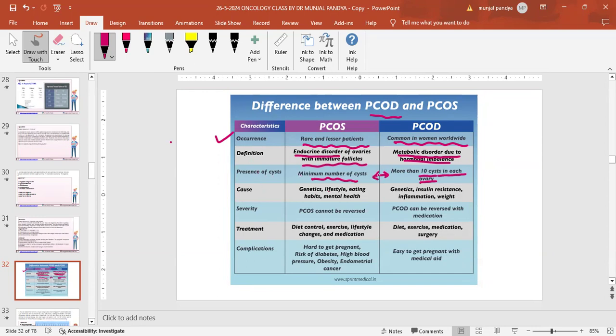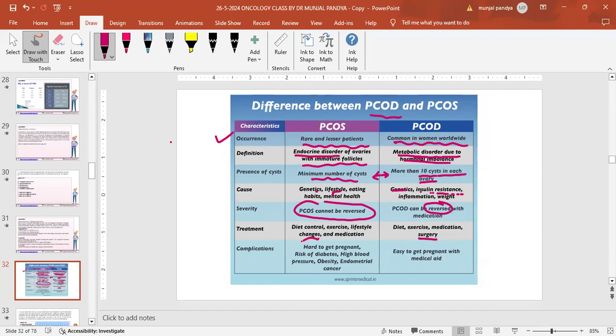Third thing, cause. What is the cause of both? Here it is genetic, this is also genetic, this is lifestyle, right? Syndrome, and this is insulin resistance. Severity, right? PCOS cannot be reversed, which means you cannot treat it well. This can be reversible. Infertility can be reversible with drug, diet, exercise, and medication. Treatment is diet control, exercise, lifestyle changes, and medication. Even you can do surgery and cure this patient.